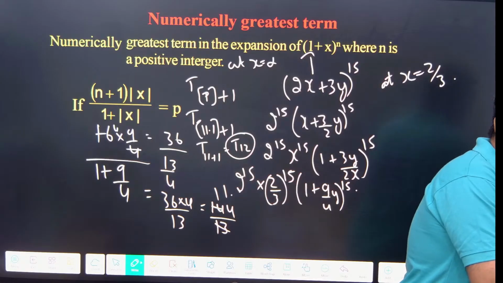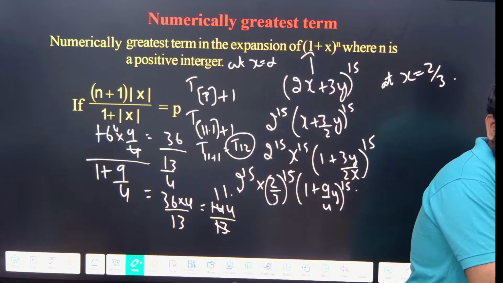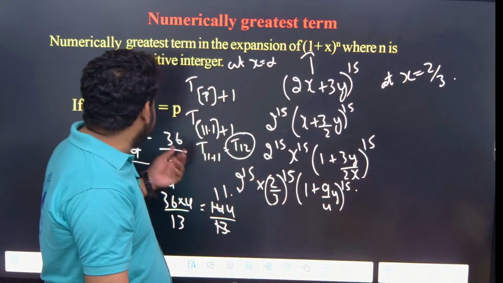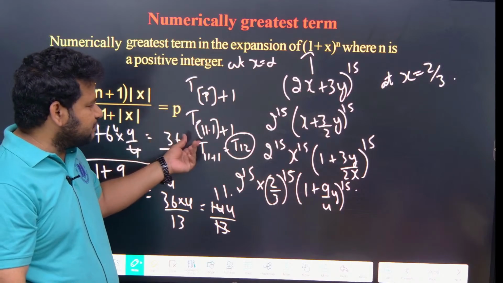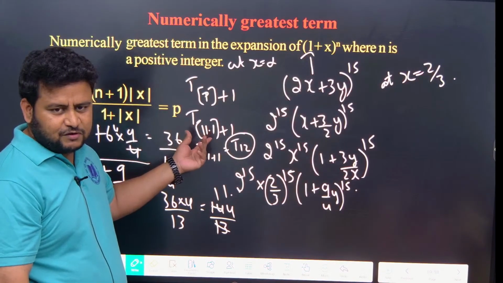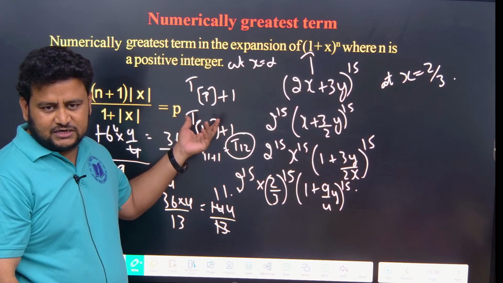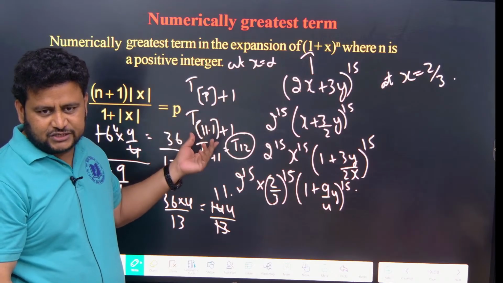Got it, everyone? Numerically greatest term. Sirisha, Shravani, Bhavani, will you be able to do numerically greatest term? Sai Kirti. So this is how we have to do it. You have to find out the value of p. P is (n plus 1) into mod x by 1 plus mod x. So step of p is nothing but 11 point something, that is 11 itself. Suppose 10 point something is there, it means 10. That is what the step function says. You already studied the step function, fractional function and modulus function.